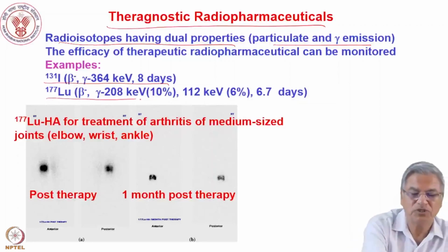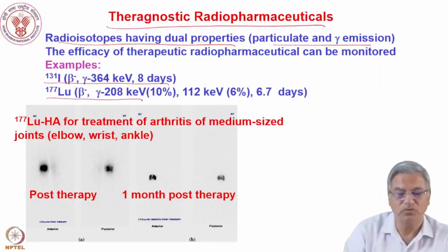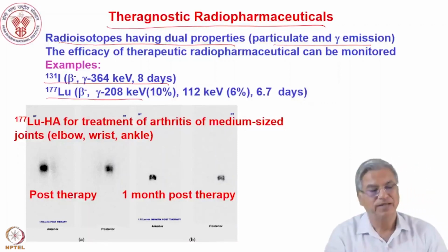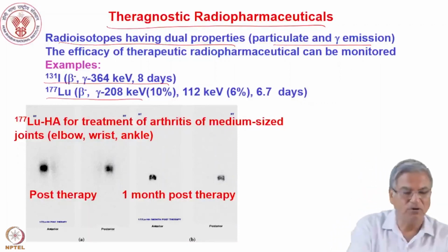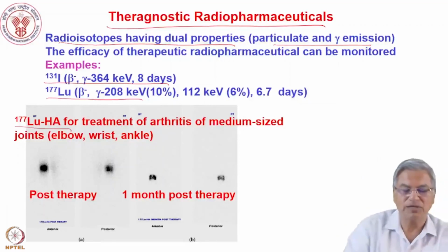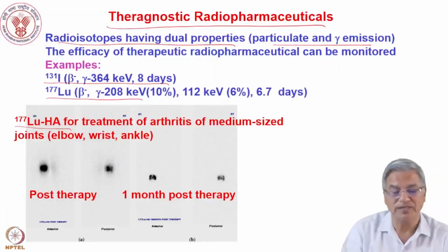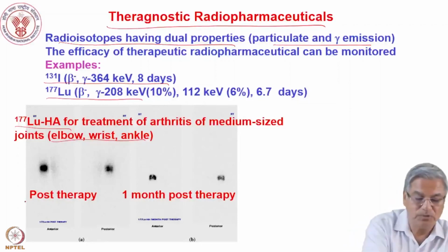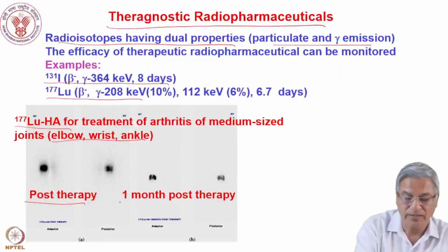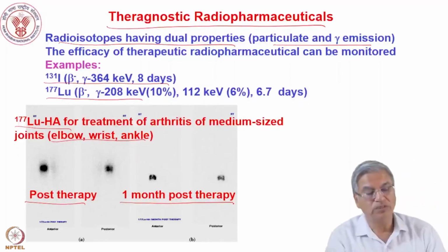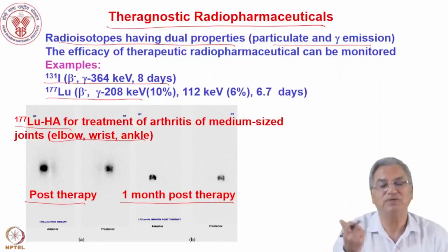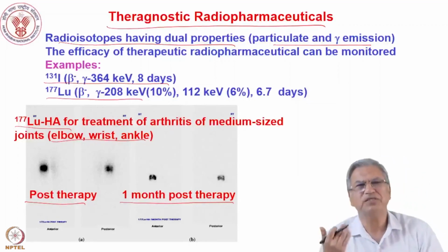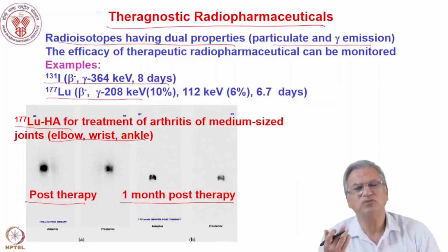And 177 lutetium is another isotope which has very good chemistry, ideal gamma ray energy of 100 to 200 keV, and half-life and particulate radiation. So this is the image of lutetium 177 hydroxyapatite, which is used for treatment of arthritis in medium-sized joints like elbow, wrist, and ankle. And you can see immediately after therapy and then after 1 month of the therapy, how the inflammation is vanishing as a function of time. So this is how one can carry out investigations of therapeutic applications of radioisotopes.